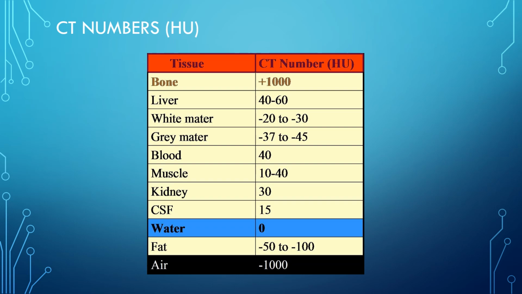So these are basic CT numbers. Air is negative 1,000, fat is negative 50 to negative 100, bone is 1,000. Water is 0, and then everything else is compared to that. You'll see liver is about 40 to 60. In the brain, there's not a lot of internal contrast because the white matter is negative 20 to negative 30, and the gray is negative 37 to 40. Blood is also 40. Muscle is 10 to 40. Kidneys are 30, and cerebral spinal fluid is 15.